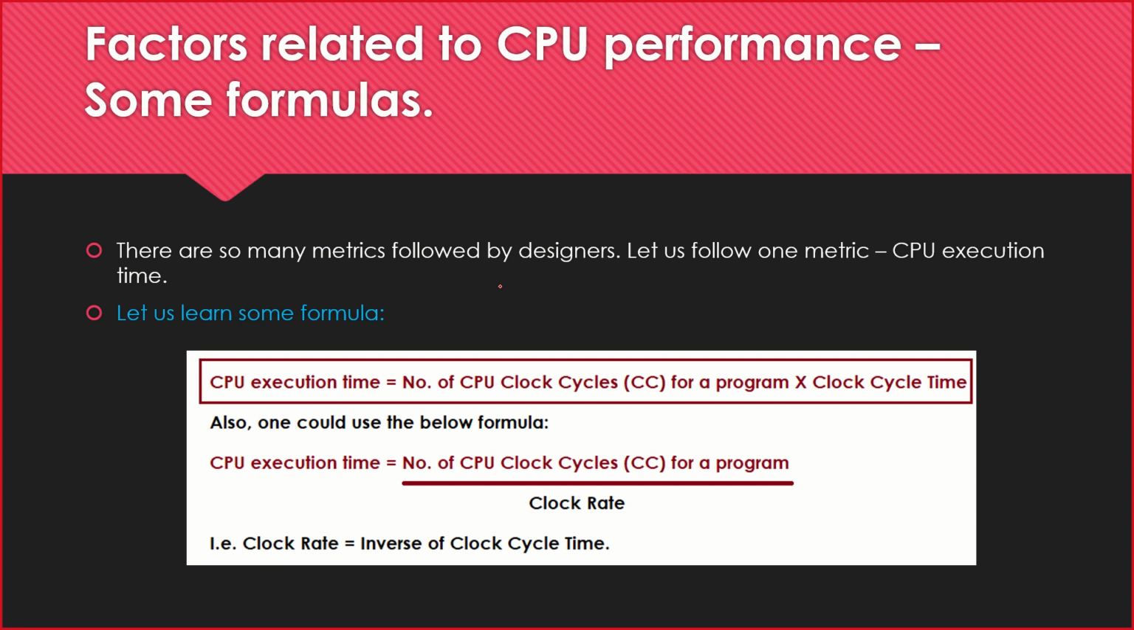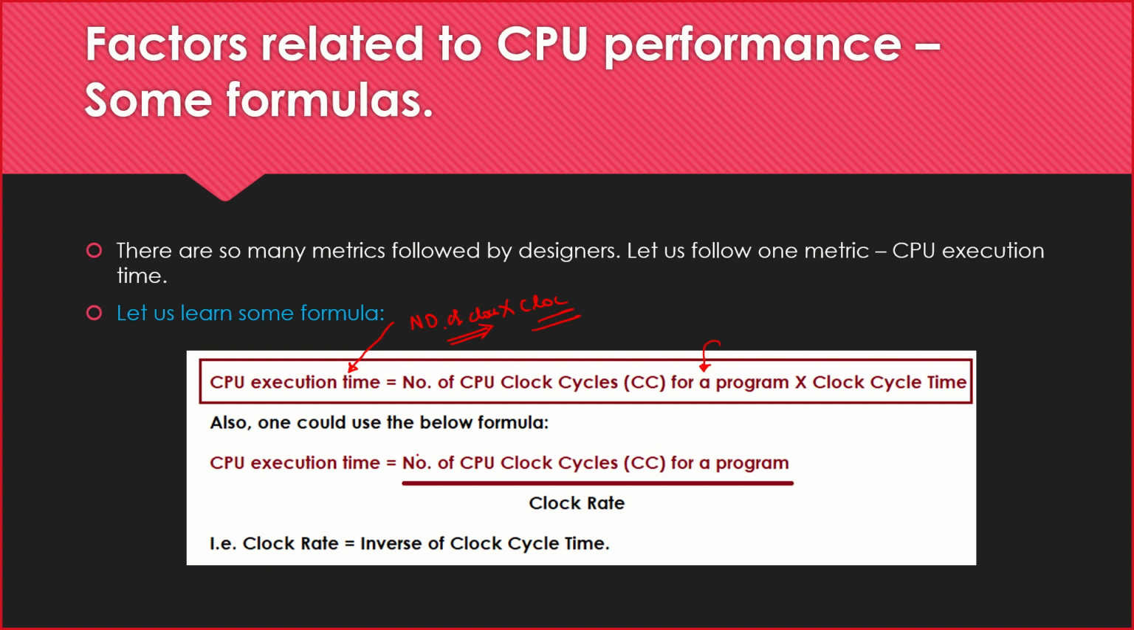Please understand, we have a new formula now that we need to memorize and remember. We need to also understand what it is. CPU execution time. That's what I told you some time back. What is it? It is nothing but the number of clock cycles for a program into clock cycle time. The number of clock cycles that we need for running the program into clock cycle time will get you the total CPU execution time. You should not forget this at all.